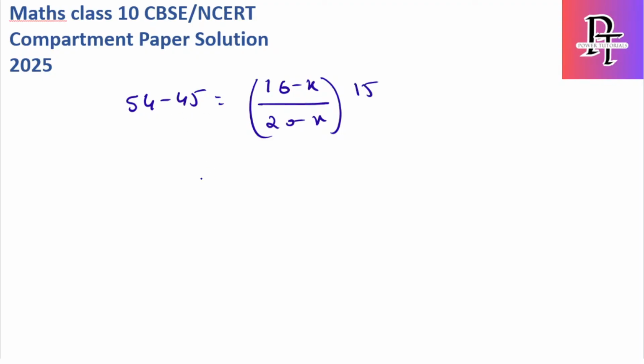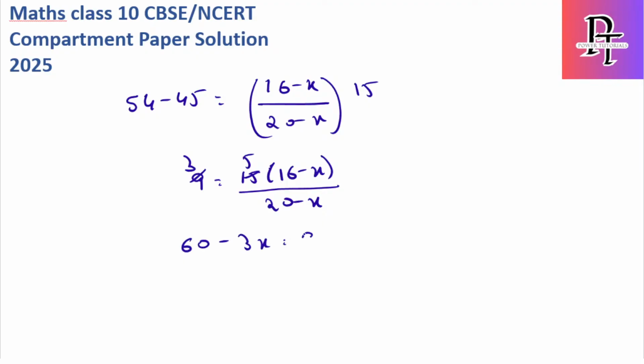So 54 minus 45 is 9, which is equal to 15 into (16 minus x) by (20 minus x). Let's make it a little simpler. 3 3s are 9 and 3 5s are 15. Now next, cross multiply, you will get 60 minus 3x is equal to 16 5s, 90 minus 5x.